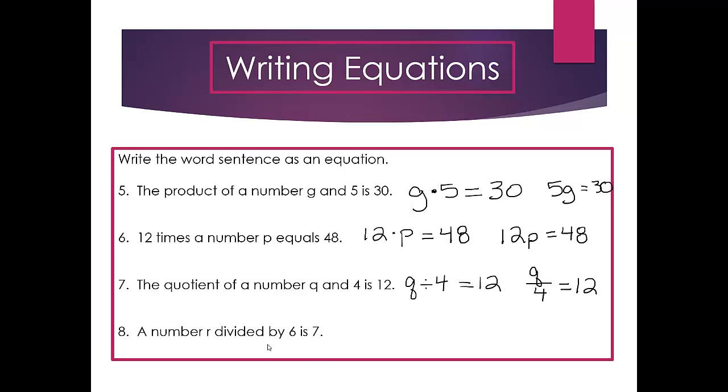And now for number 8, we have a number r divided by 6 is 7. Divided by represents division. So we have r divided by 6. Is would be our equals sign, so equals 7. We can also write this using a fraction. We would have r in the numerator divided by 6 in the denominator, and that equals 7.